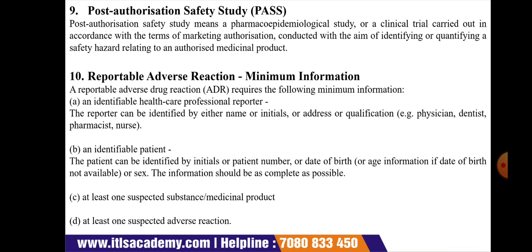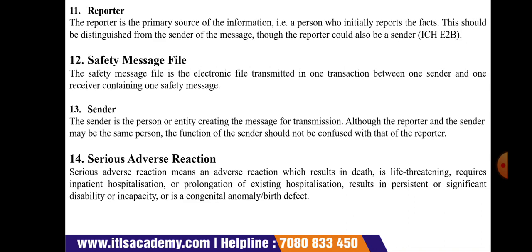A reportable adverse reaction requires the following minimum information: an identifiable healthcare professional reporter. The reporter can be identified by either name or initial or address or qualification. An identifiable patient. The patient can be identified by initial or patient name, number or date of birth or sex, and the information should be as complete as possible, and it should contain at least one suspected substance or medicinal product, and at least one suspected adverse reaction.